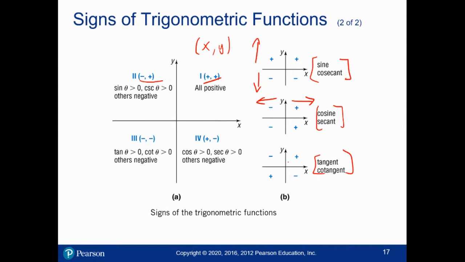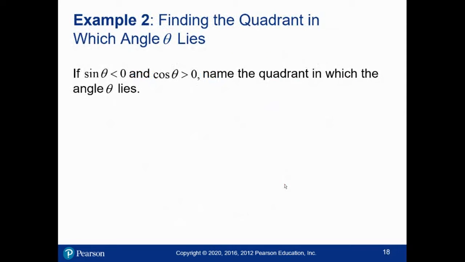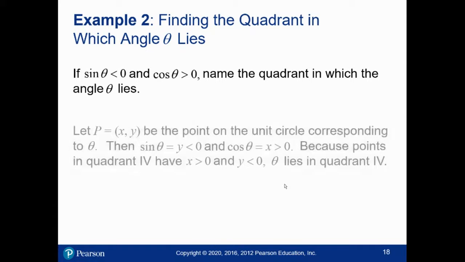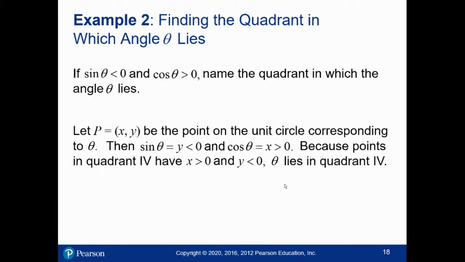Tangent and cotangent do this ratio thing. So either both positive or both negative makes the ratio positive. But if one is positive and one is negative, the ratio is negative. So suppose sine of theta is negative and cosine of theta is positive. What quadrant does that angle live in? Sine of theta is negative, that tells me that the y coordinate is negative. The cosine of theta is positive, that tells me the x coordinate is positive. The only quadrant where y is negative and x is positive is quadrant 4.